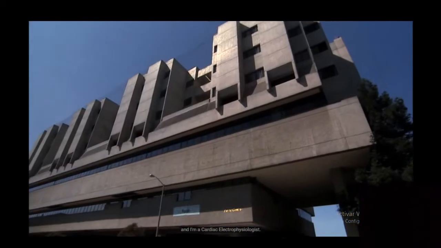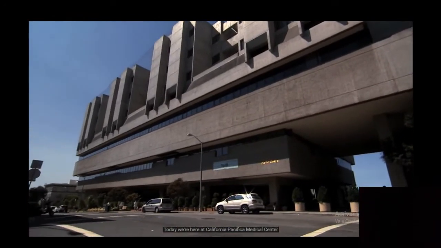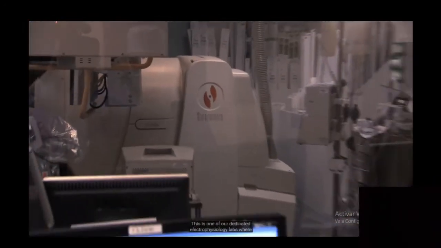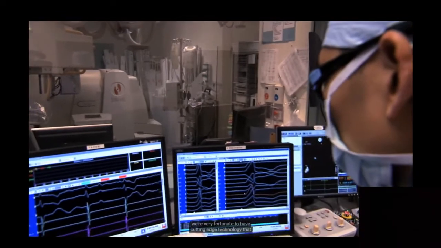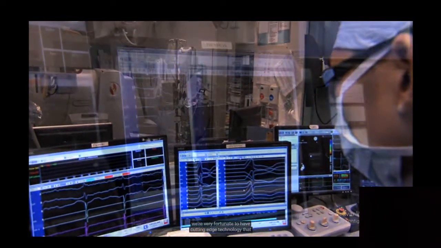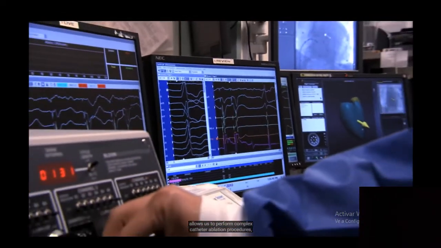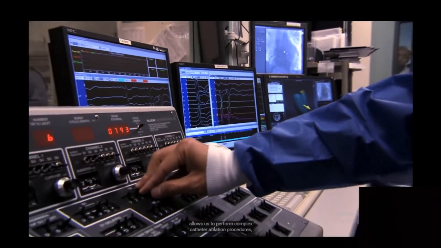Today we're here at California Pacific Medical Center, which is in San Francisco. This is one of our dedicated electrophysiology labs, where we're very fortunate to have cutting-edge technology that allows us to perform complex catheter ablation procedures such as ventricular tachycardia ablation.